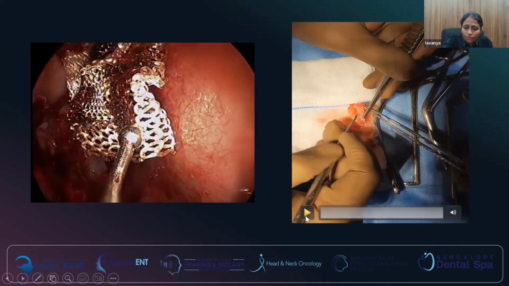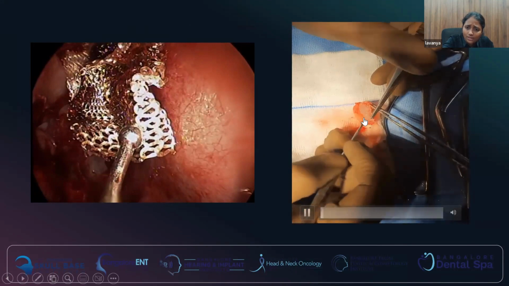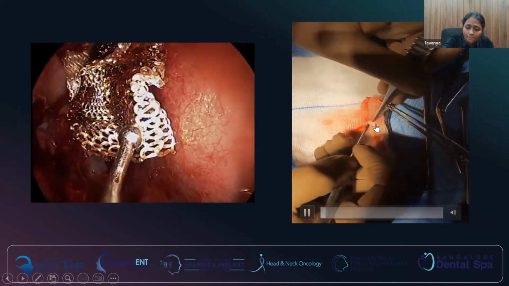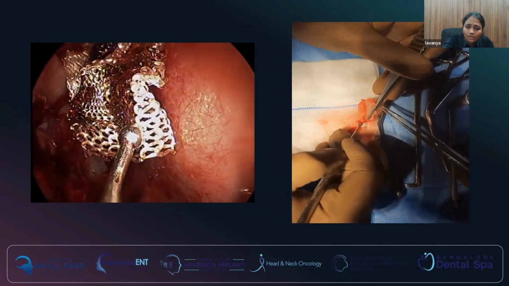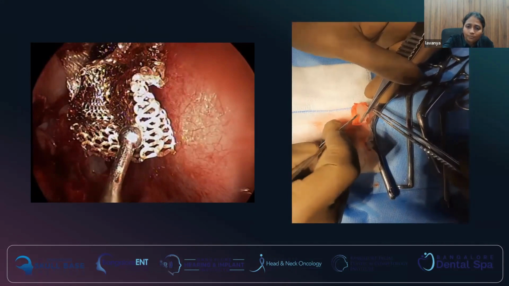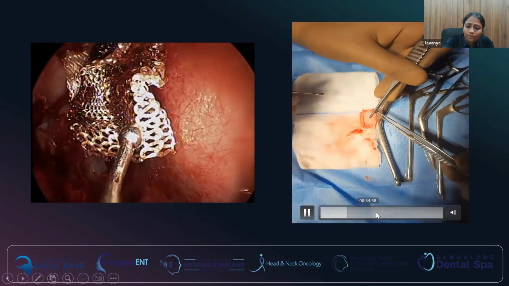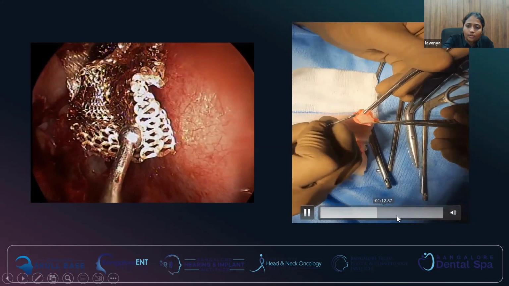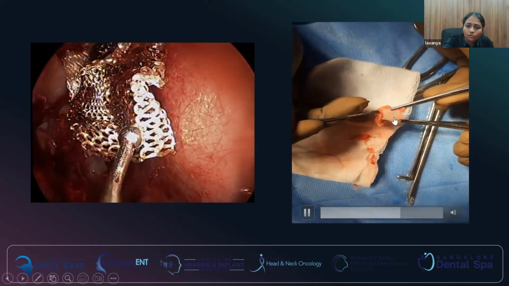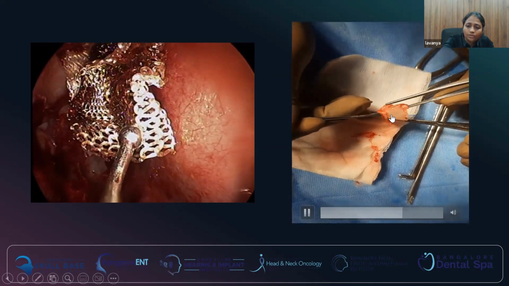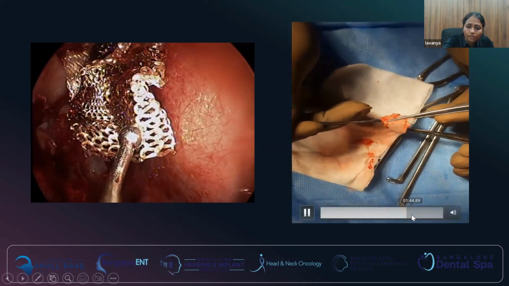So here in the video, you can see the technique to harvest the mucosa from the middle turbinate. So carefully, the mucosa is dissected off the middle turbinate with an elevator. Okay. So you can see from all sides of the middle turbinate. So this is the middle turbinate. This is the mucosa that you're seeing being elevated off the middle turbinate extremely carefully.